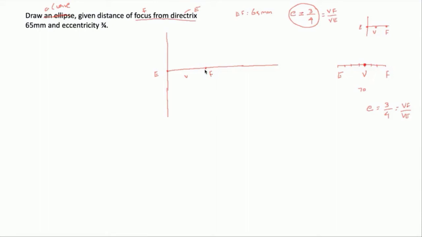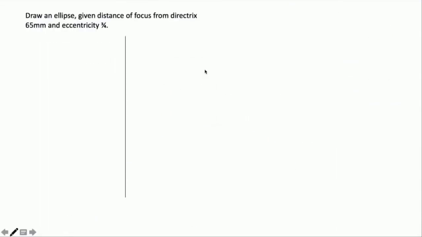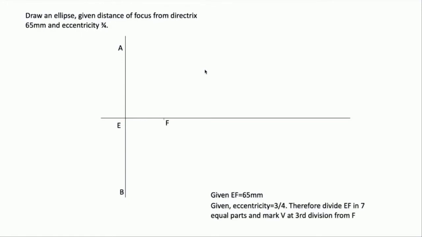That is exactly what I am going to do. So I'm going to do here. We have a directrix, we have a major axis, and we know E and F is 65 mm. So F can be located. And for location of V, we are going to use division. So e is equal to 3 by 4.